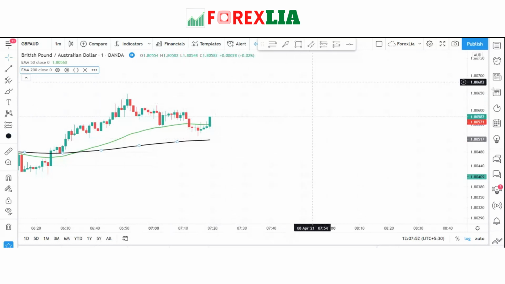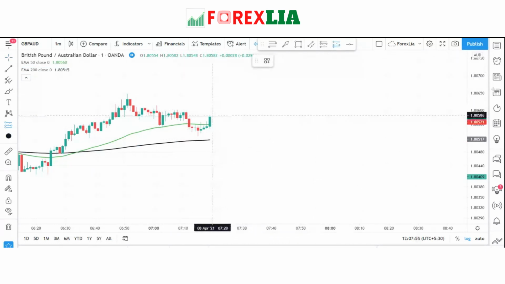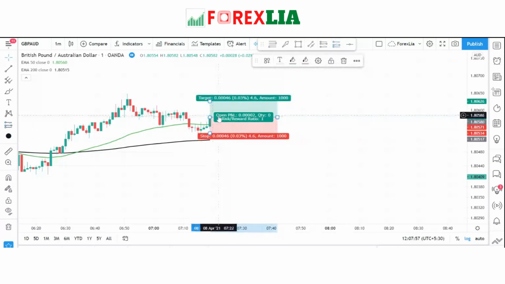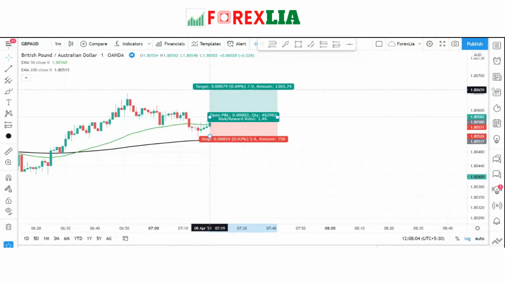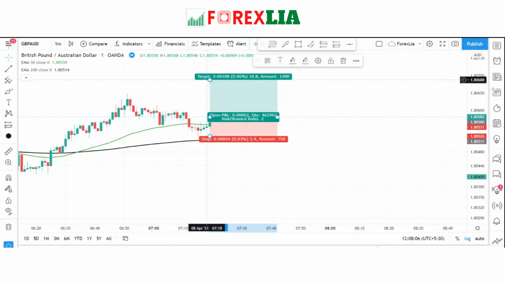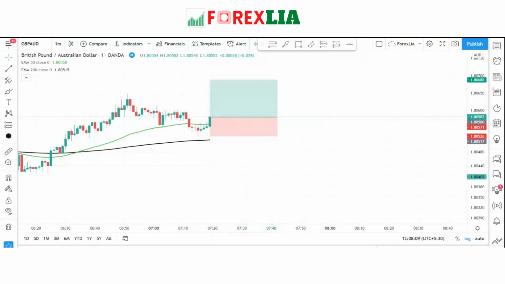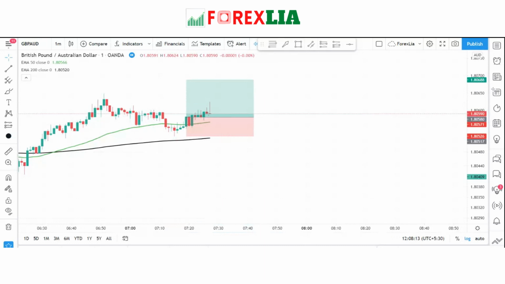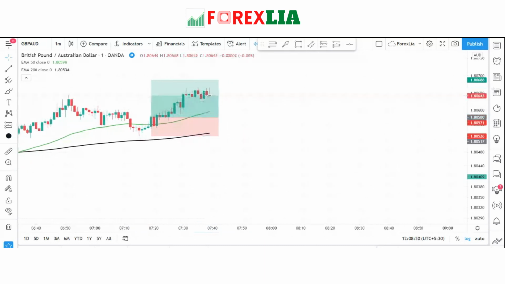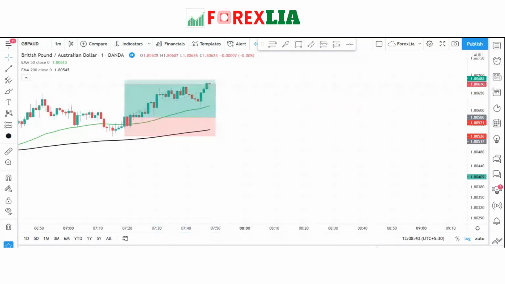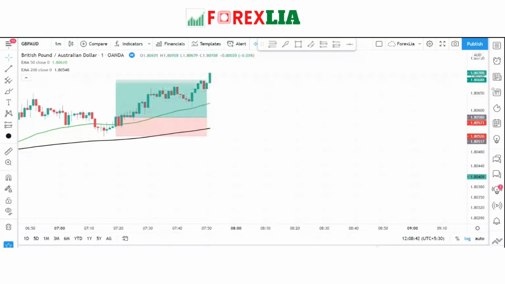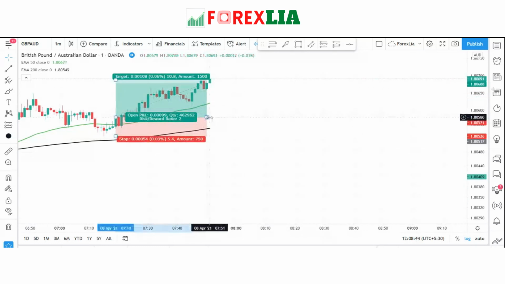We place a buy trade here. Set the stop loss at the previous lower low. Set the profit target at 1:2. We won this trade.